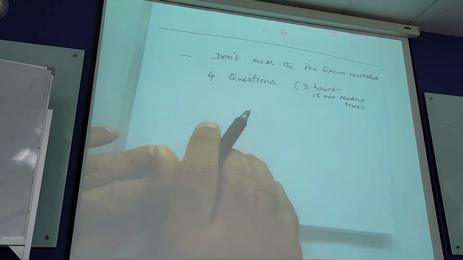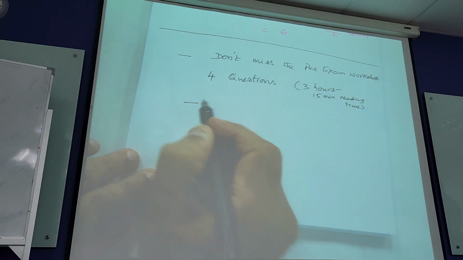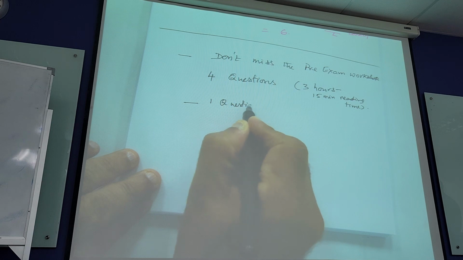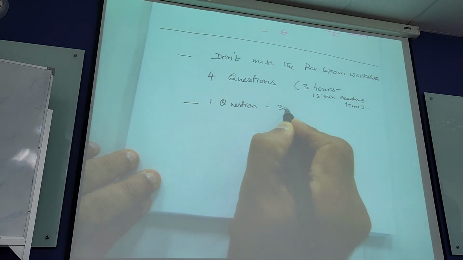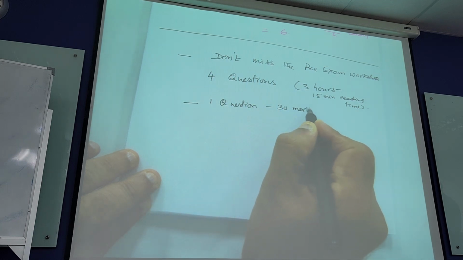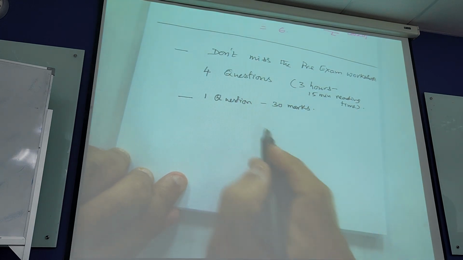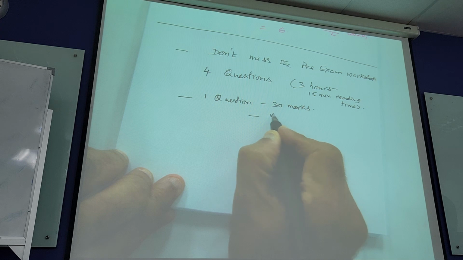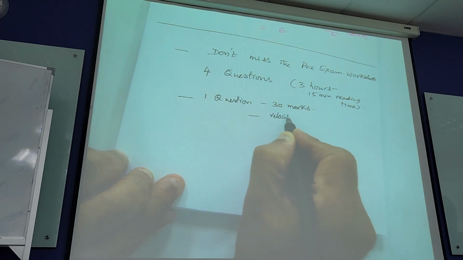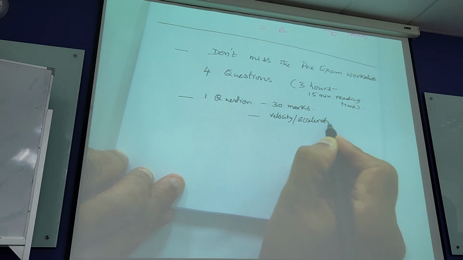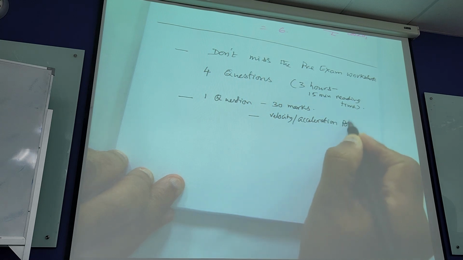Okay, 4 questions. Generally, the first question, 30 marks. And this question deals with velocity and acceleration polygons.